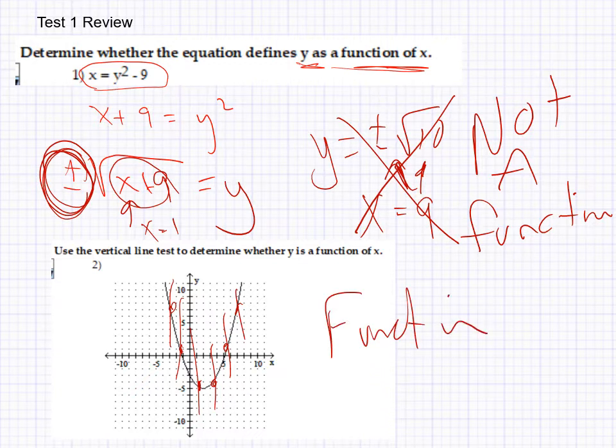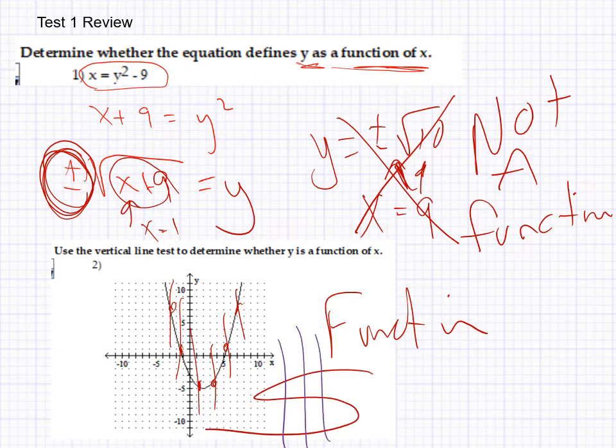If we said we had a graph that looked like this, we tried to do the vertical line test on that. Well, the problem would be we would hit multiple points with each vertical line, and therefore that would not be a function.